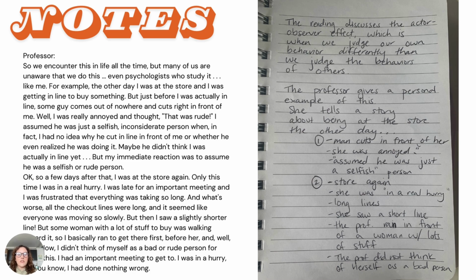The professor gives a personal example of this. It's about a story from her life, and then you can see there's point 1 and point 2 because the story has 2 parts. So let's look at part number 1. The man cuts in front of her and she is annoyed. She assumes he was a selfish person.